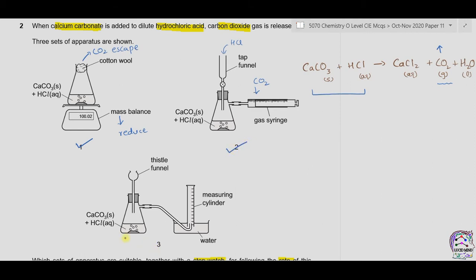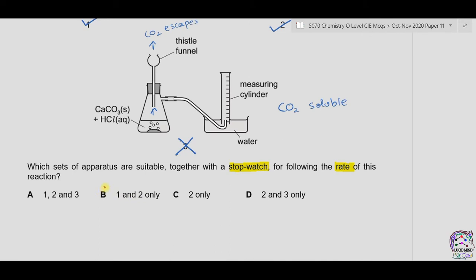In third apparatus we can see that calcium carbonate reacts with HCl to form carbon dioxide, but the gas can escape through this thistle funnel because it is open. The rest of the gas is measured using water in measuring cylinder. So as carbon dioxide is soluble in water, so therefore we won't use this apparatus. So 3 is incorrect. As only apparatus 1 and 2 are correct, so therefore answer is B.